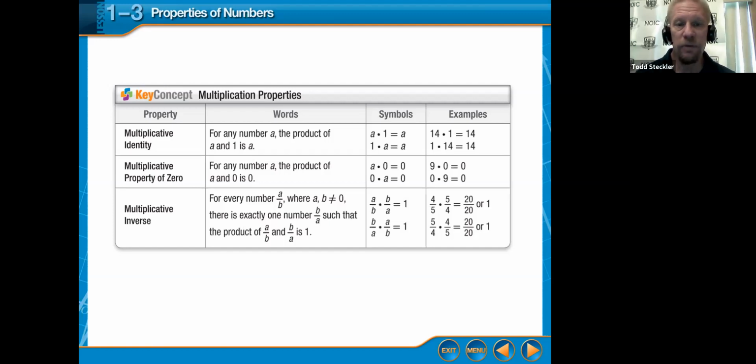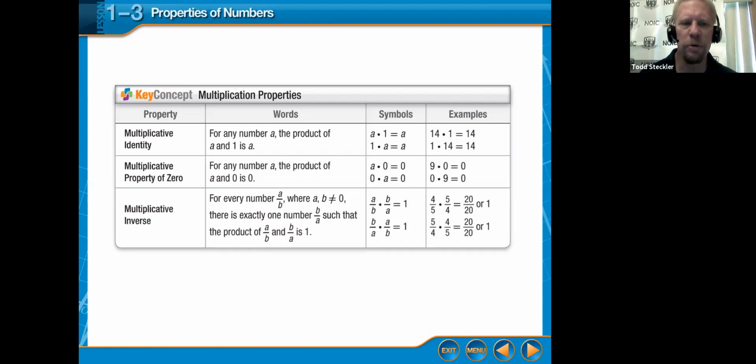Multiplicative property of 0. If you multiply any number by 0, you will get 0 all the time. 0 times any number is 0, and any number times 0 is also 0.